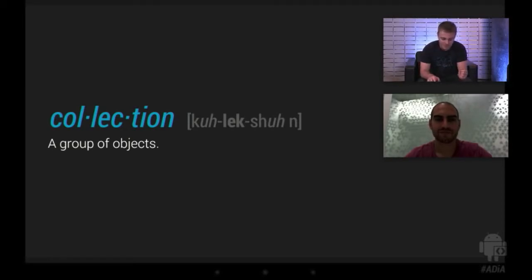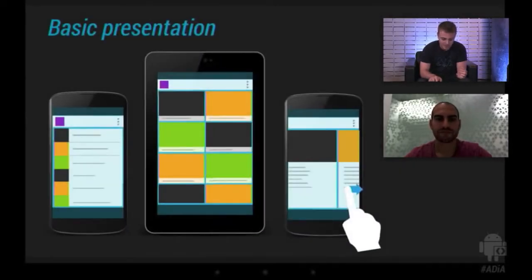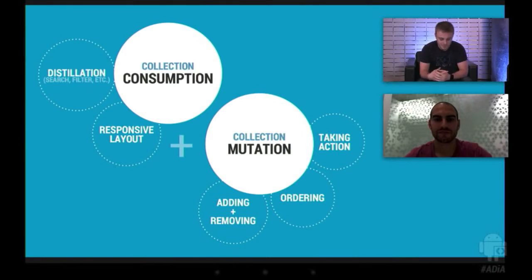So today we're going to be talking about a couple of things. I guess we're going to be talking about consumption of collections as well as mutation of collections. By consumption of collections, I really mean things like being able to view a collection, obviously, being able to search through it, filter through it, things like that, as well as things like responsive design for collections, and Nick will do a bit about that. And then also we're going to talk about mutations of collections, specifically ways in which you can allow users to add items, remove items from a collection, reorder them, as well as take action on certain items in a collection.